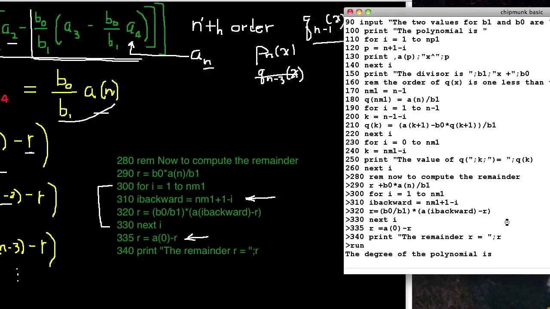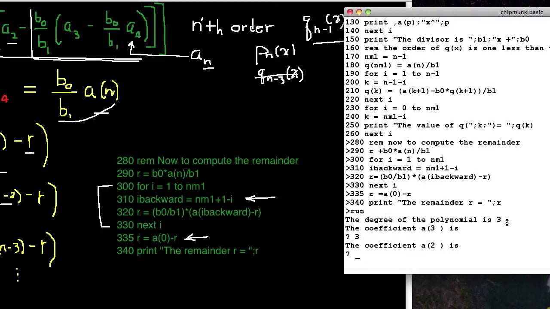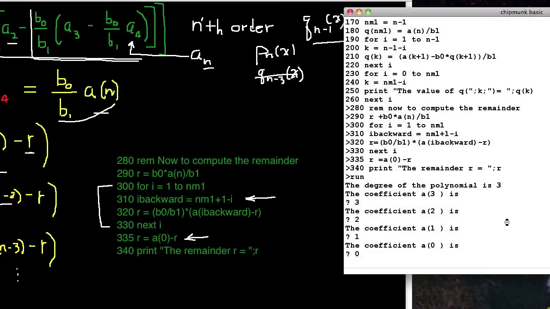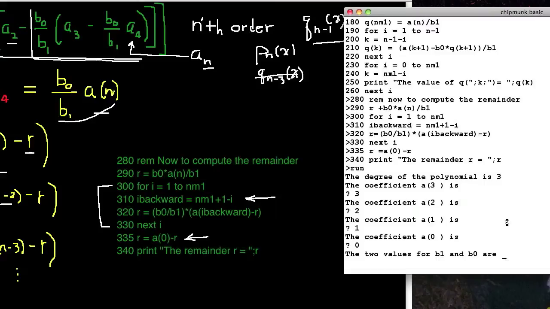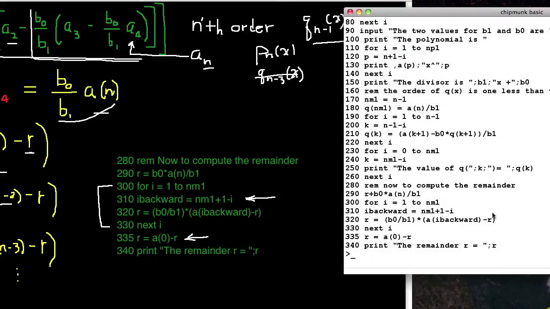Let me run. Okay, the degree of the polynomial is, let's say, 3. Now I'll put my first coefficient to be 3, 2, 1, 0, and I'll make my dividing polynomial 1 comma negative 1. Syntax error in line 290. Okay, let's look at what line 290 is. List 290. Haha, look at that. I have no equal sign there.